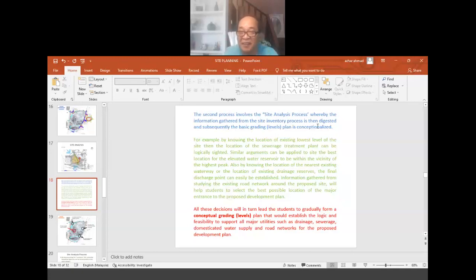Just now was the inventory process. Now we're coming to the analysis process. We're trying to make sense of the information that we have gathered. How can we make use of that information? How can we benefit from that information? Or from the information that we have gathered, what would be the adverse effects, the harmful effects that we might encounter in the process of the development.